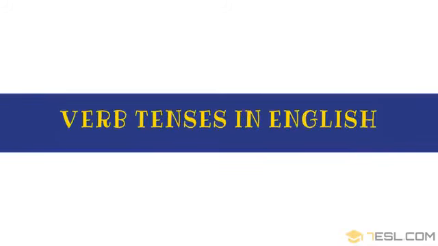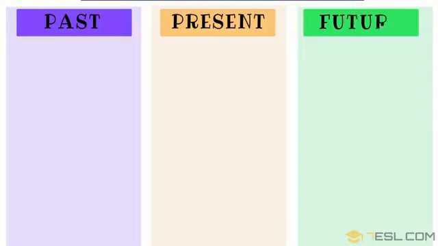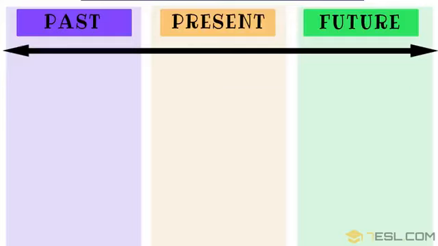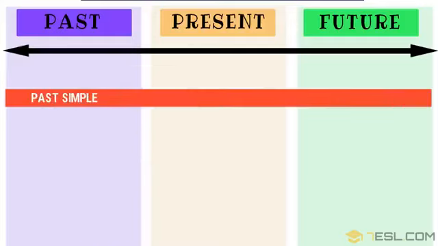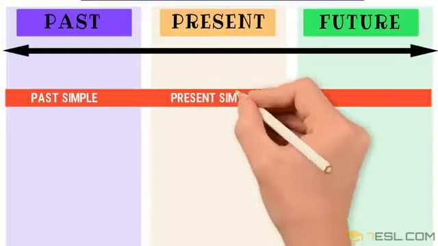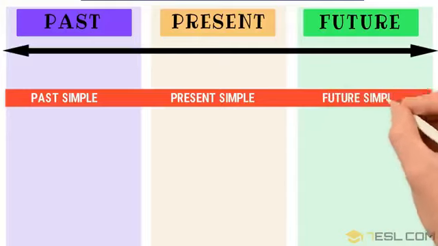Verb tenses in English. Past, present, future, past simple, present simple, future simple.